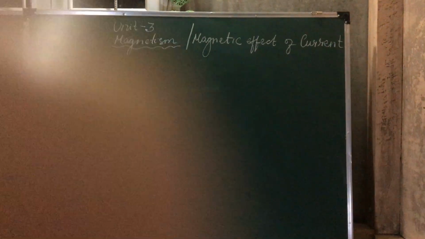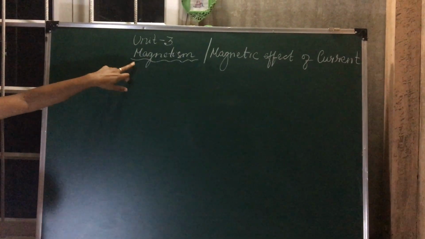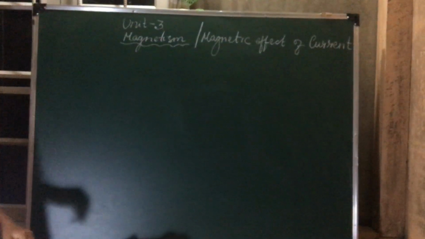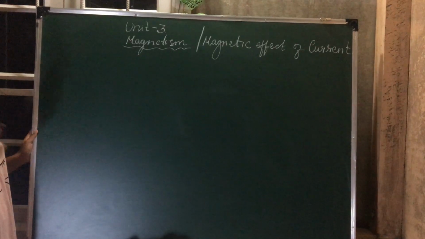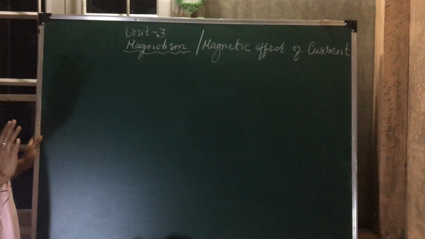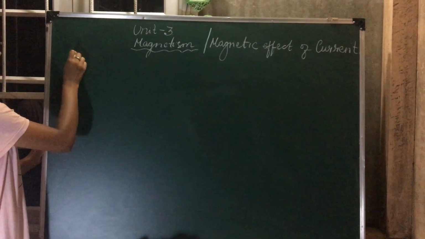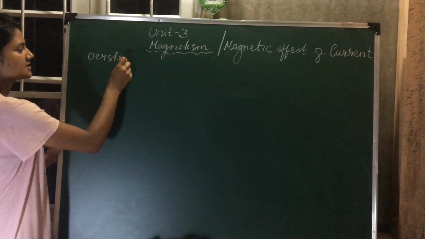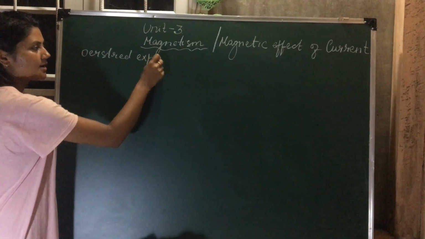Hello students, today we will be doing unit number 3, magnetism, and in magnetism the first chapter is the magnetic effect of current. Okay, what are the important points? Those only we are going to discuss here. The chapter starts with Oersted's experiment. You don't need to learn it by heart, but you need to understand it.